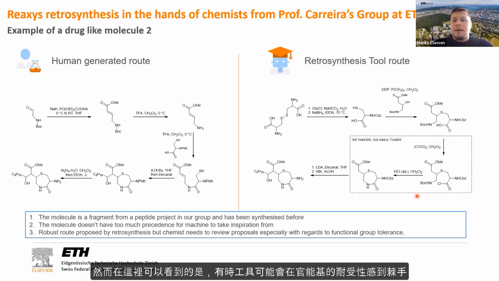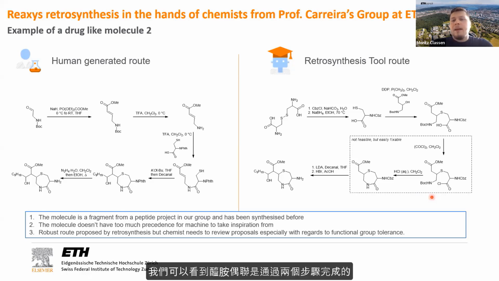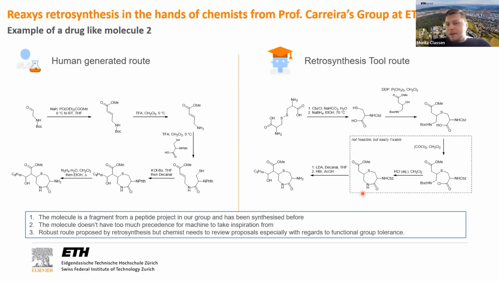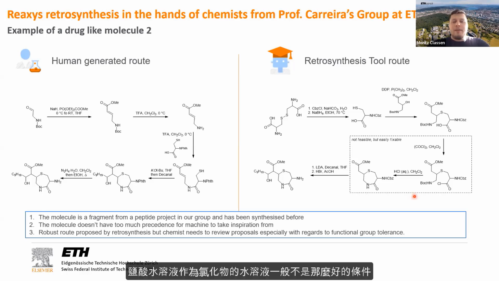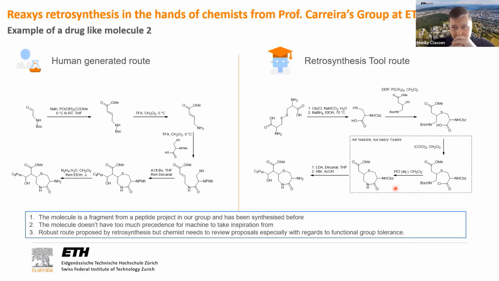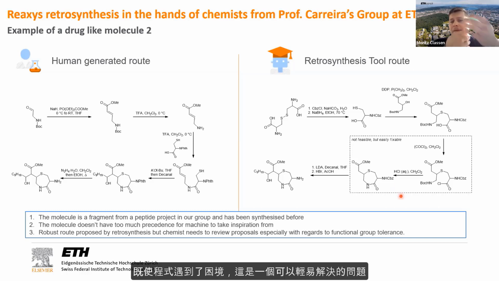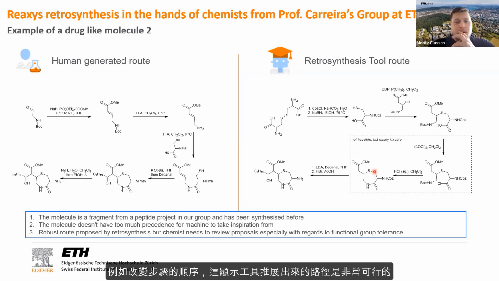What we can see here, however, is that sometimes the tool might struggle with functional group tolerance. So we can see that the amide coupling is done in 2 steps. It basically forms an acid chloride out of our acid and then Boc deprotects and forms the amide bond in 1 step. Aqueous HCl and acid chlorides aren't the conditions that go that well together. So the program struggles a bit here. However, this is a problem that is easily alleviated by, for example, changing the order of steps.